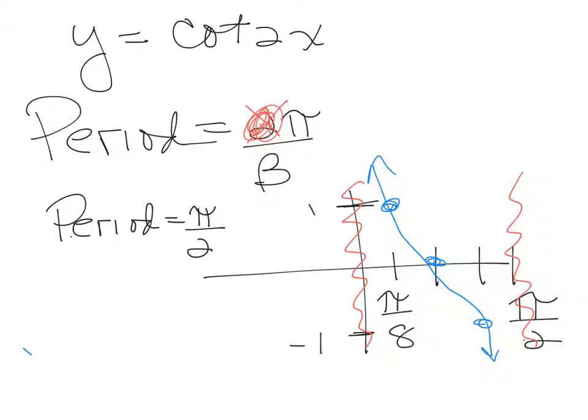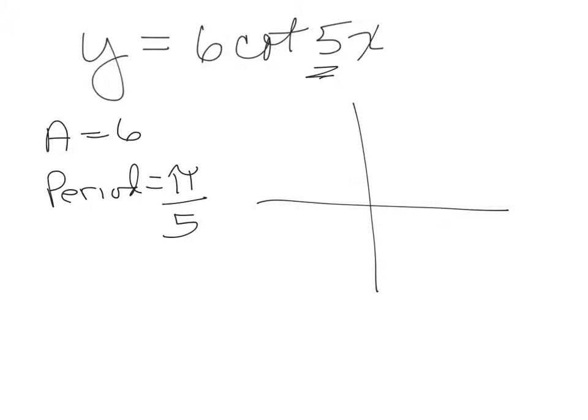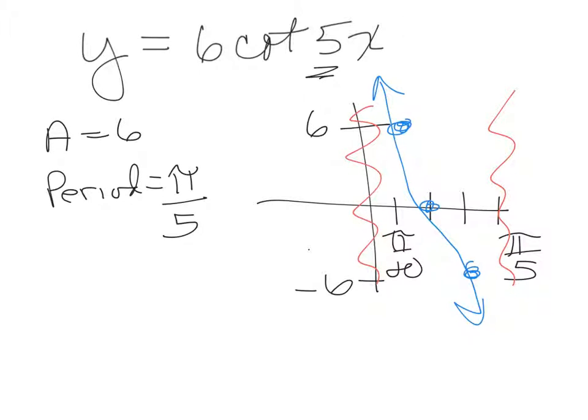Okay, let's go on. We're going to try to do a combined period shift and a shift on the next page. Okay, here's your initial setup. I see that my a is 6, and I know that period equals pi over b, and I notice that my b is 5. Okay, so stop the video now and go ahead and try to sketch it given that information.